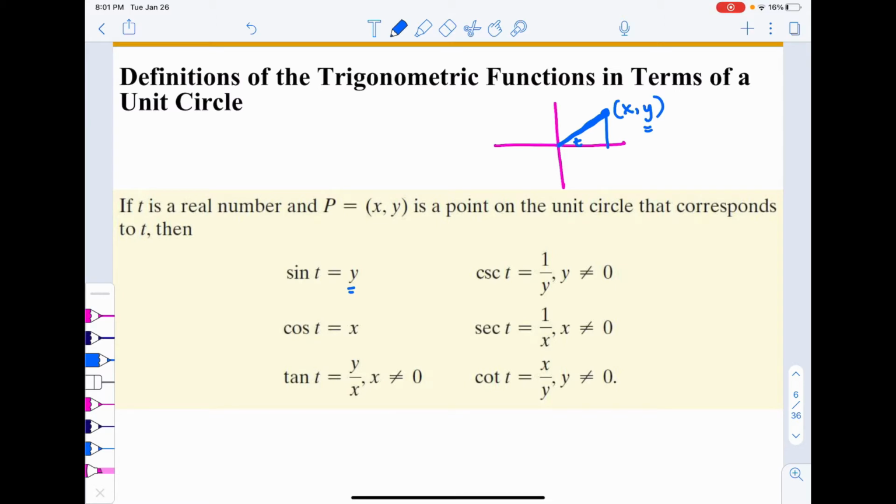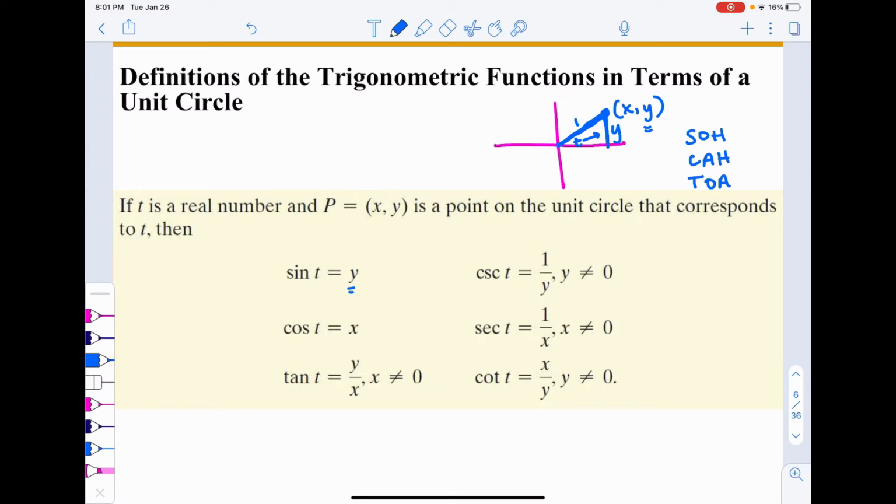The cosine of t is going to be that x value, and the tangent of t is going to be y over x. And if you know a little bit more about our good old friend SOHCAHTOA, your sine is your opposite over hypotenuse. Your cosine is your adjacent over hypotenuse, and your tangent is your opposite over adjacent. The sine is going to be the side that's opposite, which is the distance going up and down, which is your y value, compared to your hypotenuse, which, if we have a radius of 1, is why it's just equal to y.